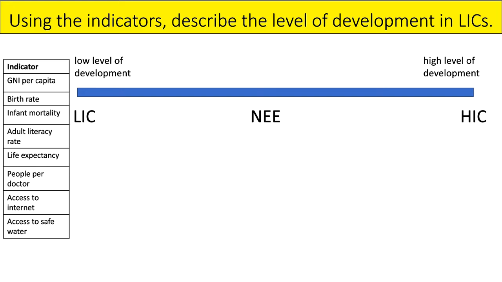Just think about this one. Using the indicators, describe the level of development in LICs. So if we were seeing a low-income country, what kind of things will we expect to see in the indicators? For example, in an LIC, it would have a low GNI per capita. What would the birth rate, the infant mortality rate, and so on be like? Pause the video while you think about that.